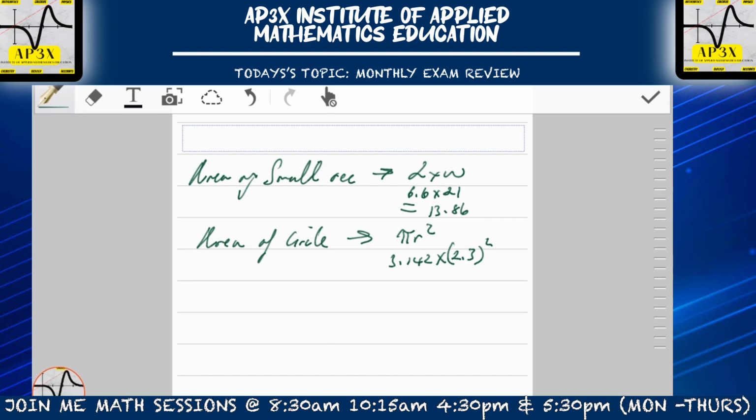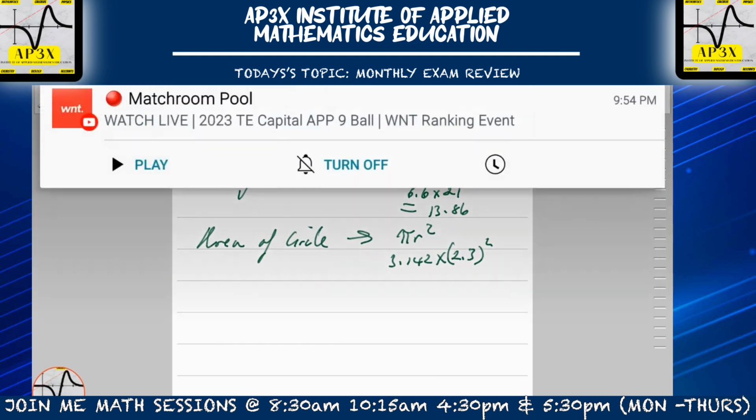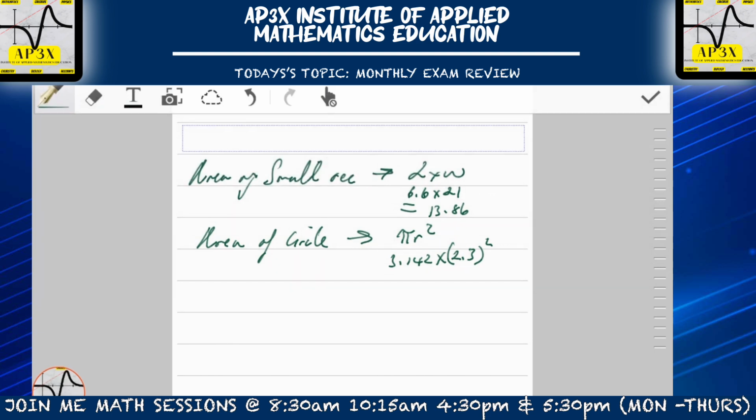And of course, 2.3 squared multiplied by 3.142 gives us an answer of 16.62 square centimeters. So if we want, we could just add both of them together. That will give us the area of the section of the floor that was cut out. So that's the area of both shapes, equal to 13.86 plus 16.62, and that's equal to 30.48.